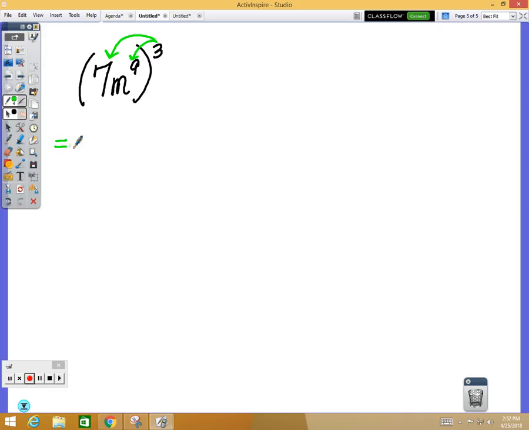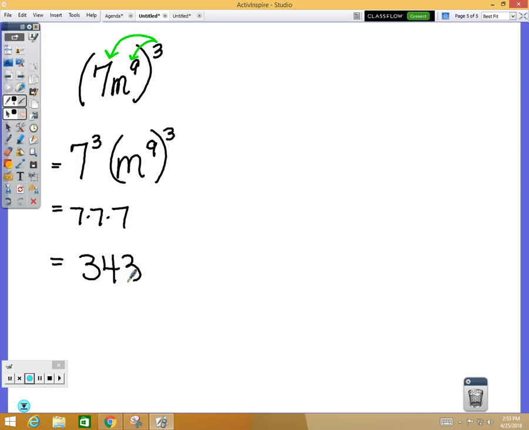So this is going to be the same thing as 7 to the 3rd power and m to the 9th to the 3rd power. Okay? So again, I just distributed, for lack of a better term, that 3 to the 7 and to the m to the 9th. We okay with that? Alright, now, I know I said that you didn't need a calculator, so I will do this for you, but you would want to go ahead and work out 7 to the 3rd power. So we all know that's 7 times 7 times 7, and that equals 343. Okay, so when you have to do that on your own, you can get a calculator. It's not going to be a big deal.